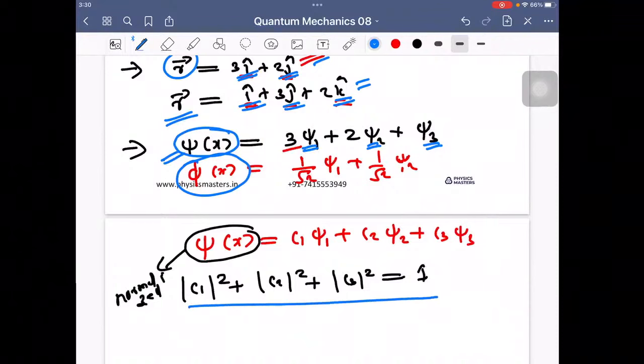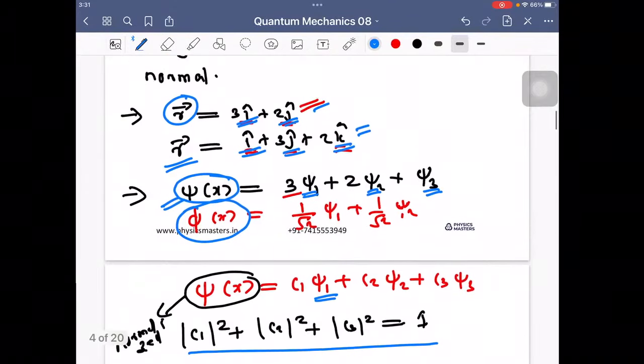Okay, we will solve some problems when we discuss this part for the particle in an infinite potential box. We will learn how to find the probability of finding a particle in a particular state when we write it as a function in the linear combination of different bases, and also the expectation value of energy, angular momentum, linear momentum, etc. That we will discuss in part 4 of particle in an infinite potential box.